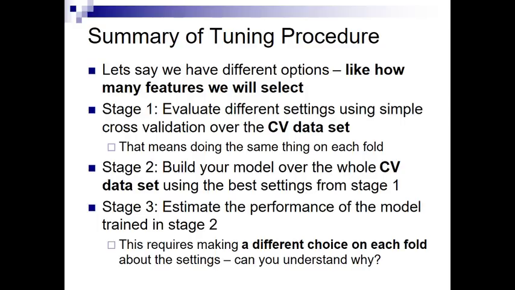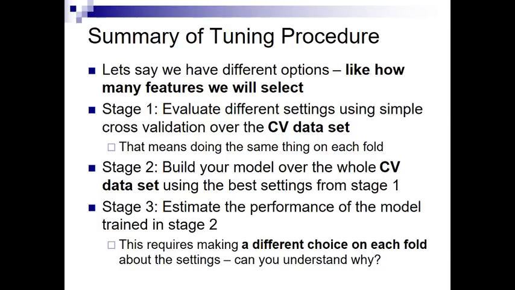So we've got 3 stages. In stage 1, we decide how many features we are going to select. We do that through cross-validation. In stage 2, we build the model using the number that we decided was the number of features we should select. And then to estimate how good that model is, we can't directly measure how good that model is, but we're going to estimate how good that model is by measuring how good the process was that we used to build it. And so we're going to take stages 1 and 2, and we're going to do them on the training data for each fold.